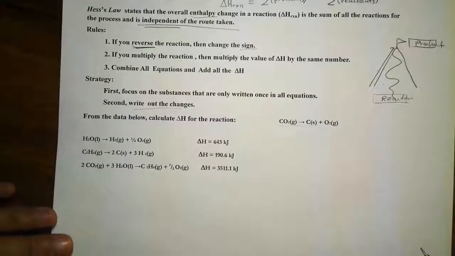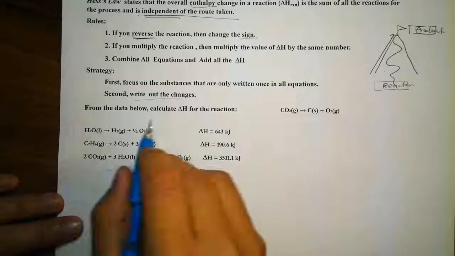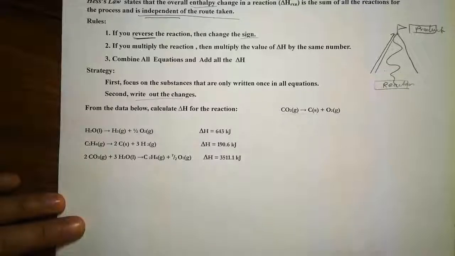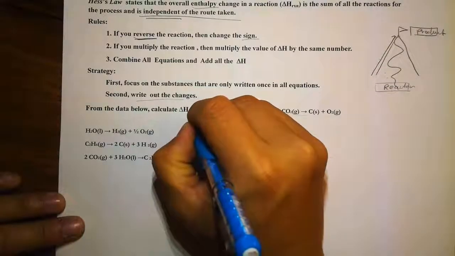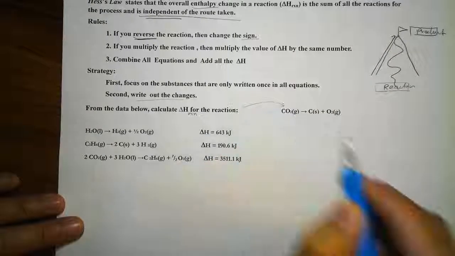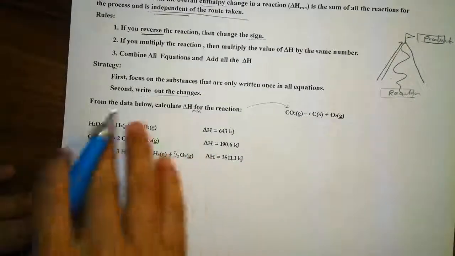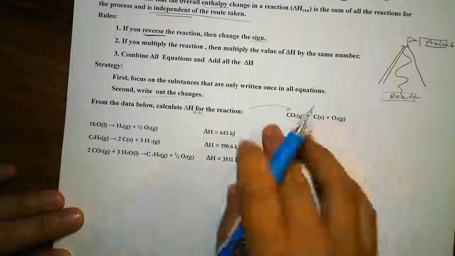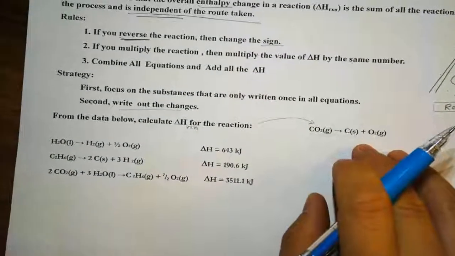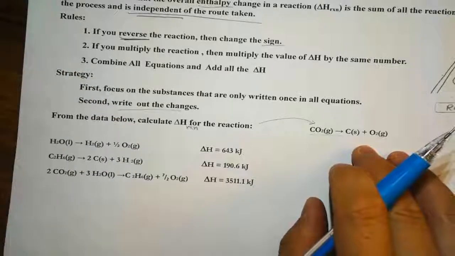So let's do one problem together. From the data below, calculate delta H for the reaction. So basically calculate delta H of the reaction, okay? In this case, this is the reaction it's referring to. Now you look at all these right here, and you're comparing to this. This is our final result. This is the overall. This is what we want to get by combining all of this together, okay?